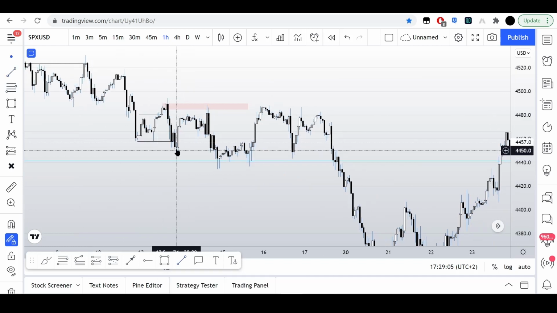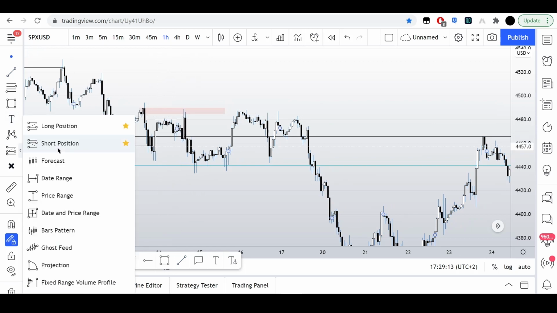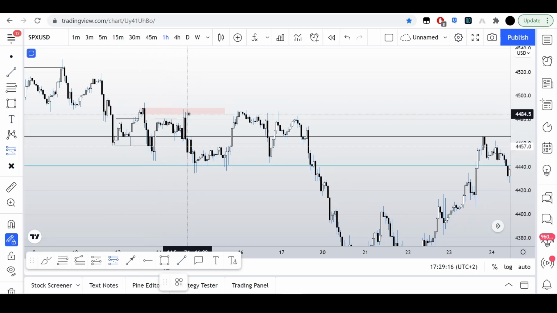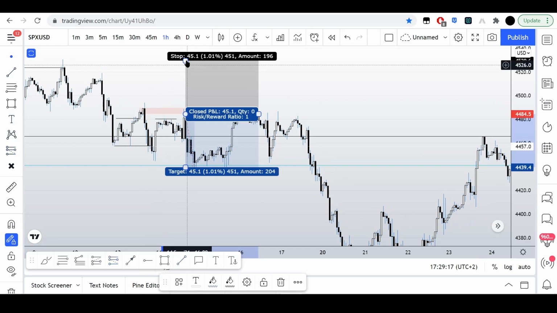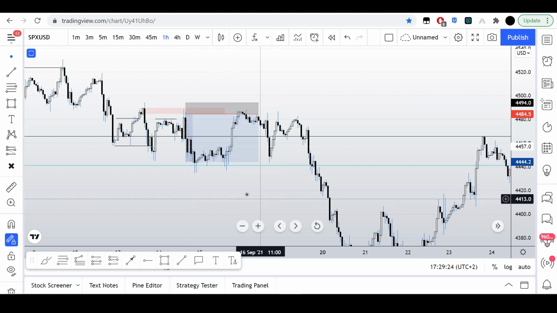Okay, closed below that structure, came back up, created liquidity here. Okay, it ran that, came into the order block. This could have been your trade right here. Okay, boom. Stops above here, and then targets at this low right here. 1 to 4, easy 1 to 4 right here.